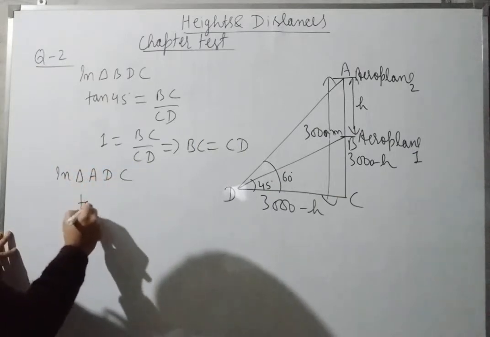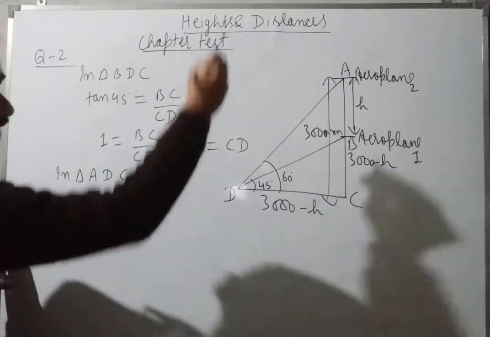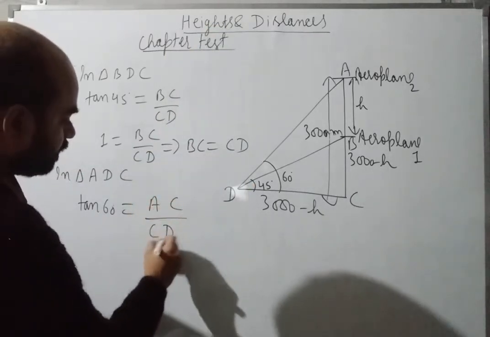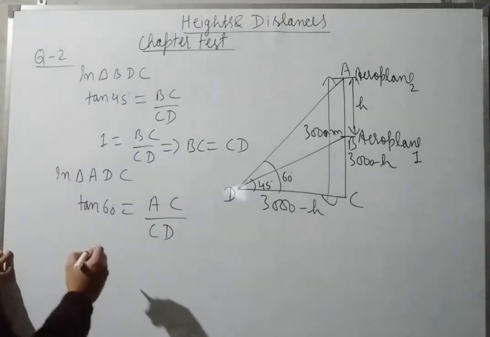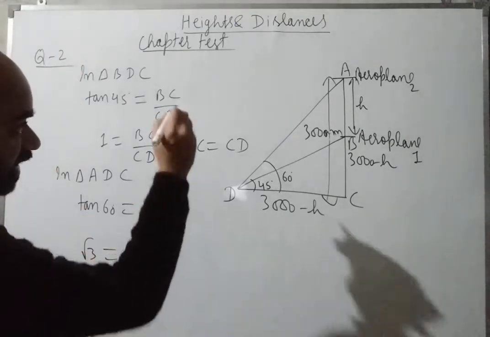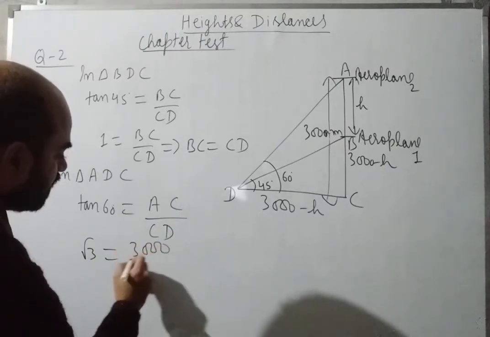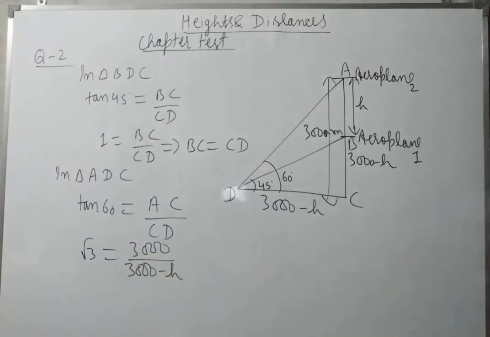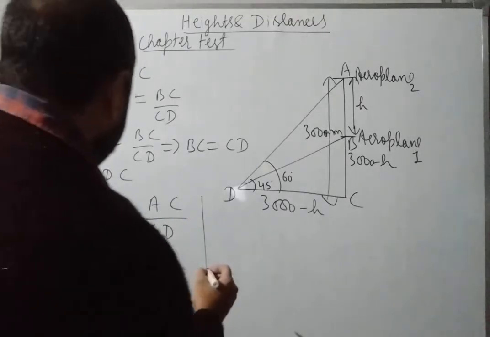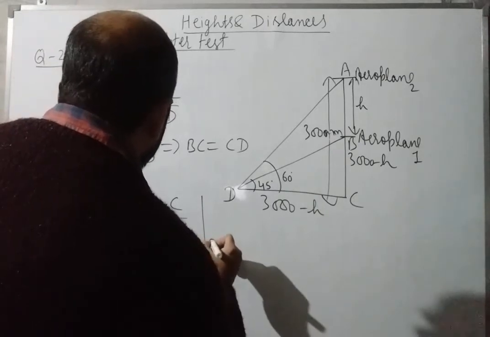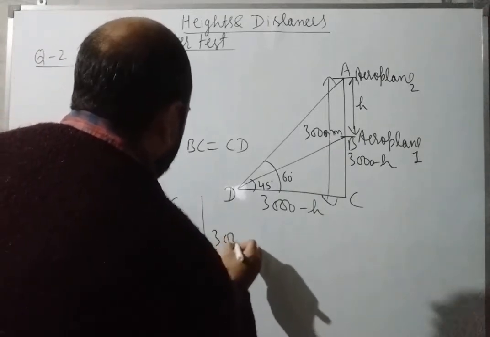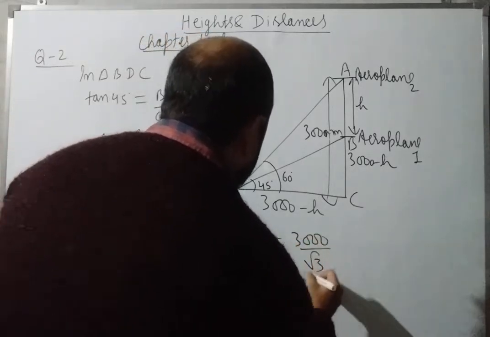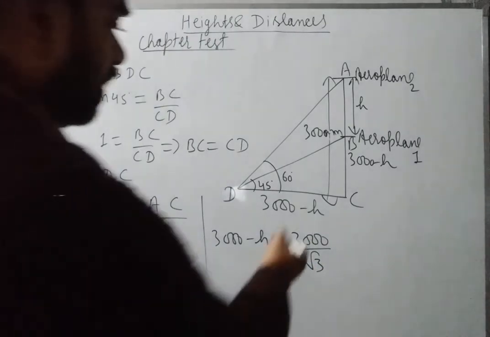In triangle ADC, what is tan 60 degree? Perpendicular upon base, that is AC upon CD. Clear? So what is tan 60? Tan 60 is root 3. AC is total height 3000. CD is 3000 minus H. Correct? Next, multiply. So this will become 3000 minus H is equal to 3000 upon root 3. We can write. Clear? Now multiply.